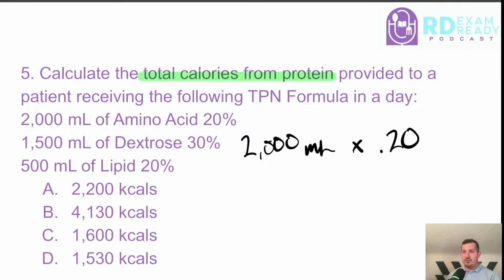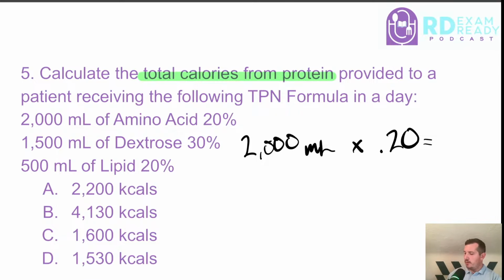Remember, folks, just do the 0.20. That's totally cool. For those of you that need a reminder, this basically means 20 grams per 100 mL. So that's what 20% is. But the way we treat that is we just multiply by the percentage. So in that case, it would be 2,000 times 0.20.